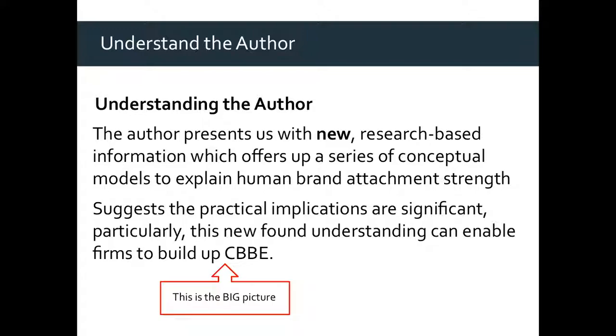His overall view, or the big picture that he's portraying here, is that if firms can get to grips with what's going on here, they are going to find a new way, something novel, of building consumer-based brand equity, which is hugely important for firms. So in that sense, this paper is of great value in terms of practical implications.